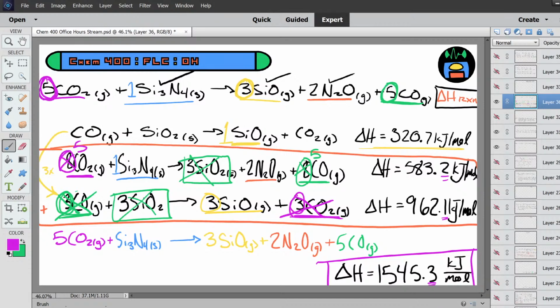So this is a Hess's law problem. That is how you use Hess's law, to use given chemical equations to find the delta H of another chemical reaction.